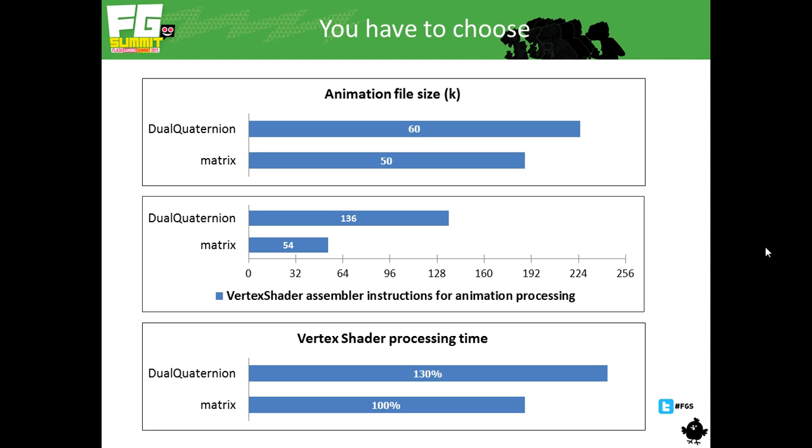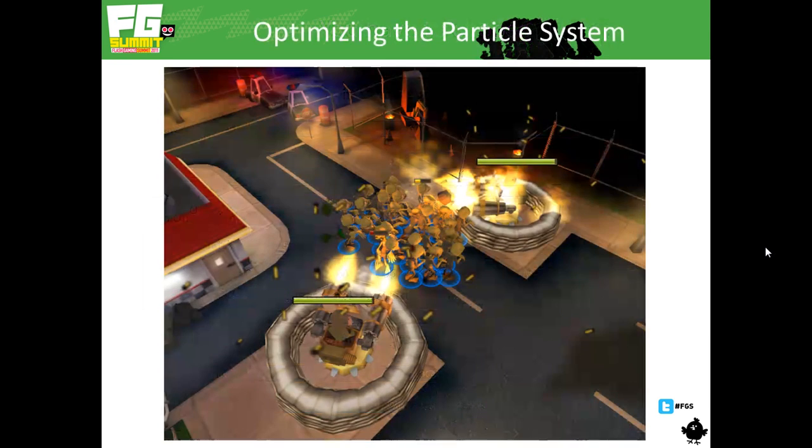You also have the vertex shader assembly code required to process those 2 kinds of animation, those 2 techniques. The dual quaternion shader code is a lot heavier than the matrix shader code, and this makes the dual quaternion processing heavier than the matrix processing. From our benchmark, it was around 30 to 33% heavier to process the dual quaternion in the vertex shader compared to the matrix.